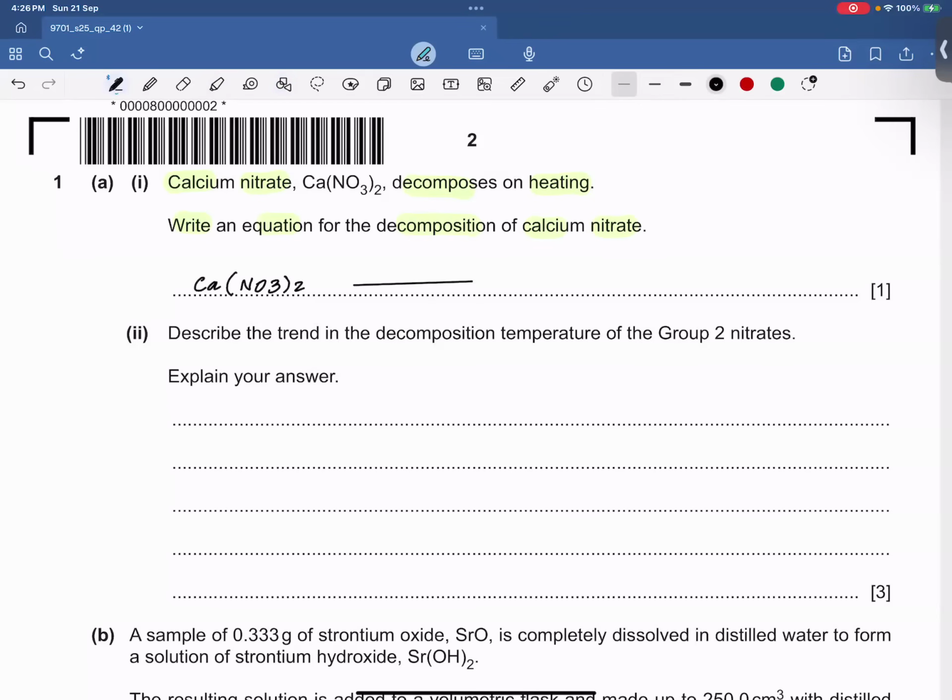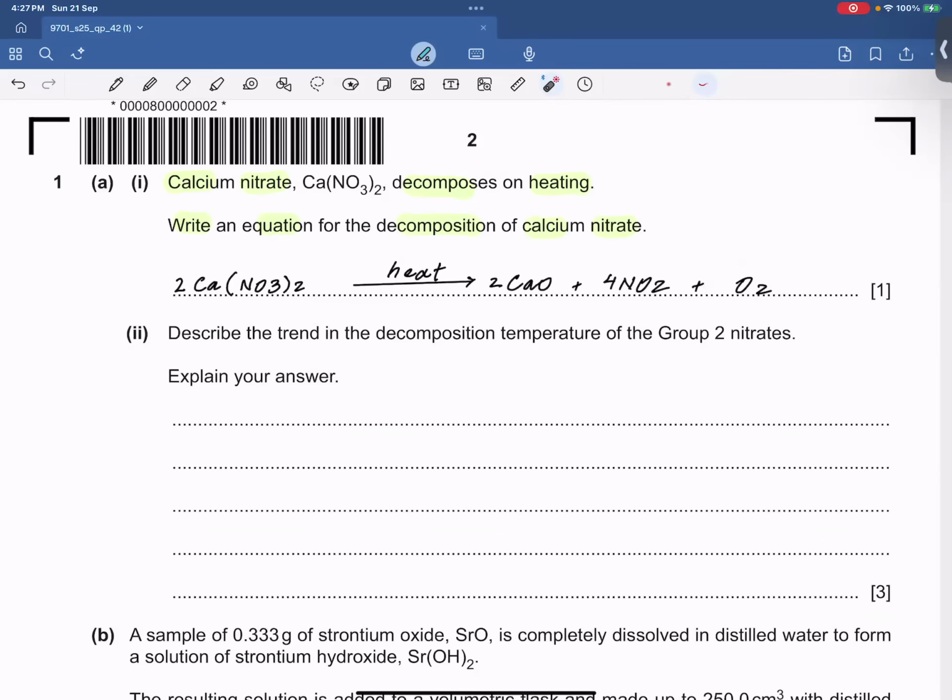On heating, it undergoes thermal decomposition, and as a result, it will turn to calcium oxide, nitrogen dioxide, and oxygen. So if you use 1 mole here, obviously it's going to be 2 and it's going to be half, all right? But whenever we use 2 moles of calcium nitrate, obviously it's going to be 2 moles of calcium oxide, 4 moles of NO2, and 1 mole of oxygen gas.